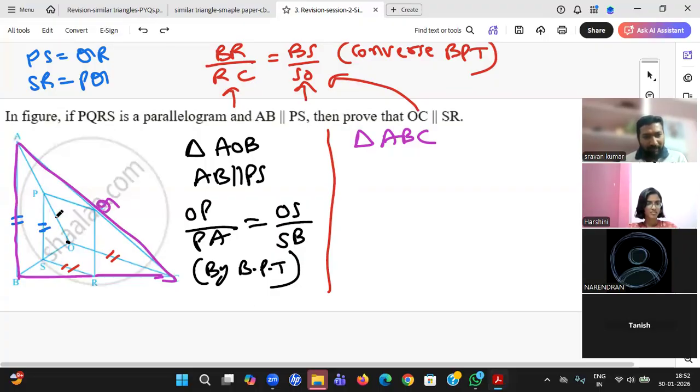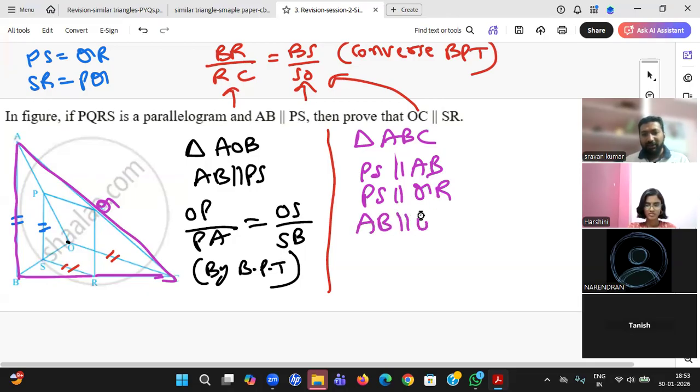So you can take QR. This is QR. Yes, he said absolutely right. Sir, he's telling QR is parallel to AB. Why, Narendran? Why is QR parallel to AB? Because PS is parallel to QR. Very good. You already wrote PS is parallel to QR, so you should write that. PS is parallel to AB, which is given, and PS is parallel to QR because PQRS is a parallelogram. So from both statements, AB will be parallel to QR.